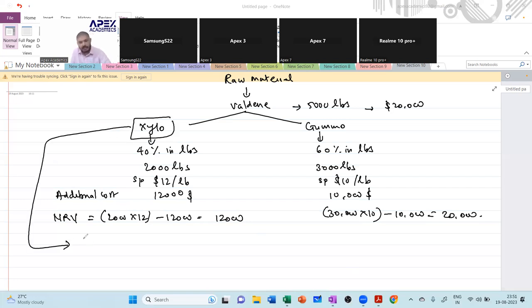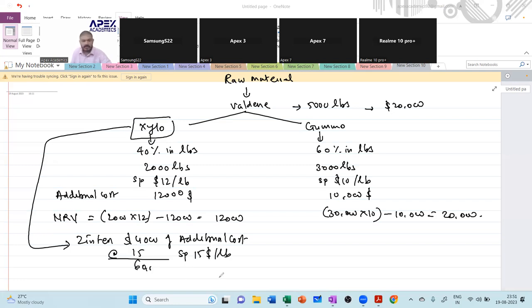Now this Xylo can be further made into a product called Zinten. This Zinten has $4,000 of additional cost, and it sells at the rate of selling price $15 per pound. This is how much? 60,000. What is this? This is a total of how much? 60,000. I hope you're with me on that. How much is that? That is $60,000.